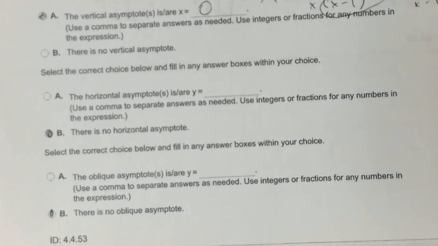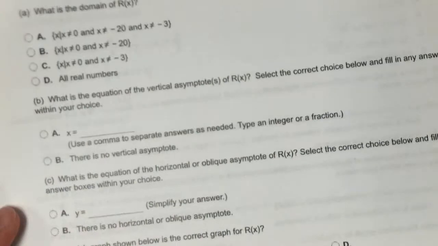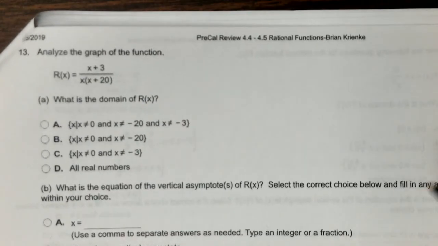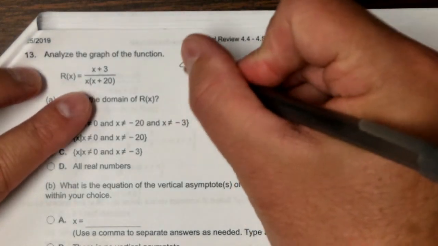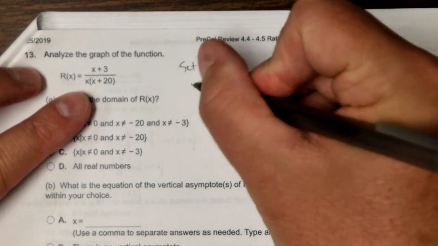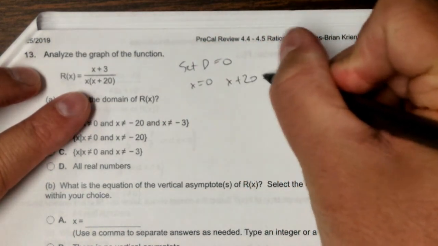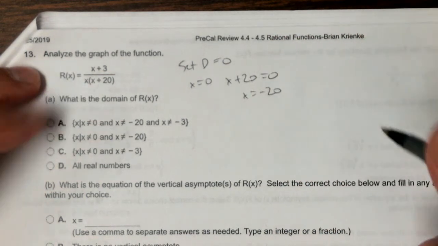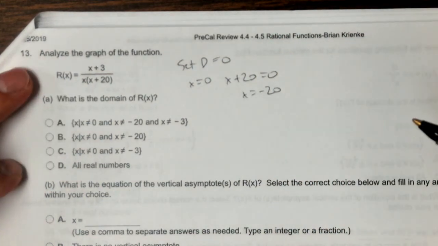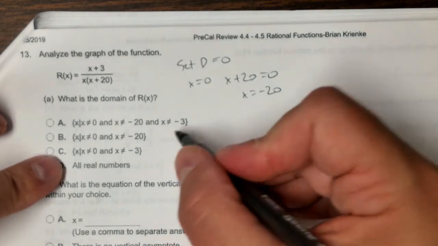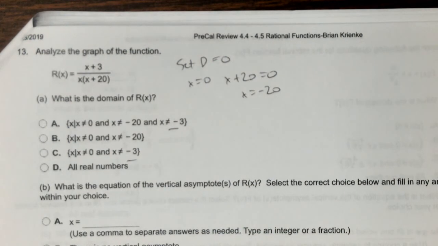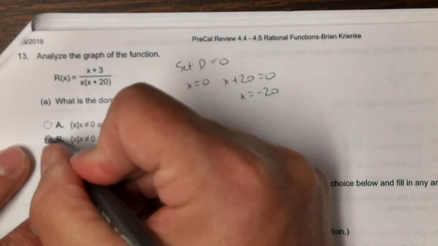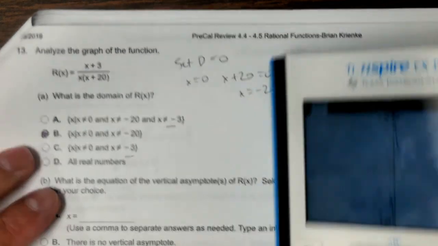Okay, so we've finished that one now. In 13, analyze the graph of the function. For our domain, it's the same thing as before. Set your denominator equal to 0. So x is 0, x plus 20 equals 0, so that's negative 20. So we get 0 and negative 20. This 3 here, or negative 3, is to throw you off because that has to do with the numerator, not the denominator.